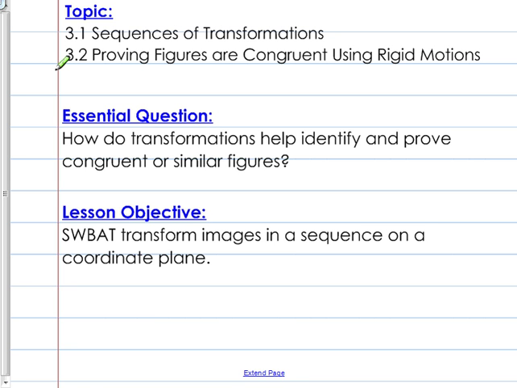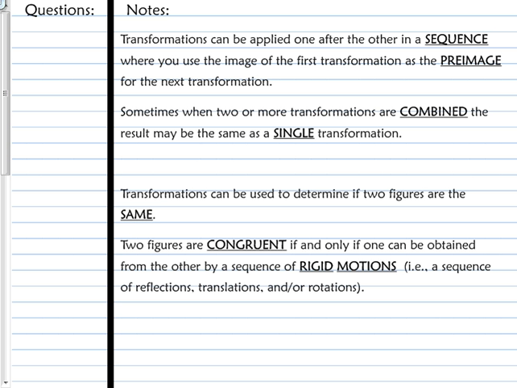And today's lesson objective is that the student will be able to transform images in a sequence on a coordinate plane. You'll notice on the left-hand side of your notes that there are no questions. This question area is where you as students should be writing questions that either A, the material answers, or B, perhaps you would like more information about. Moving right on to our notes.